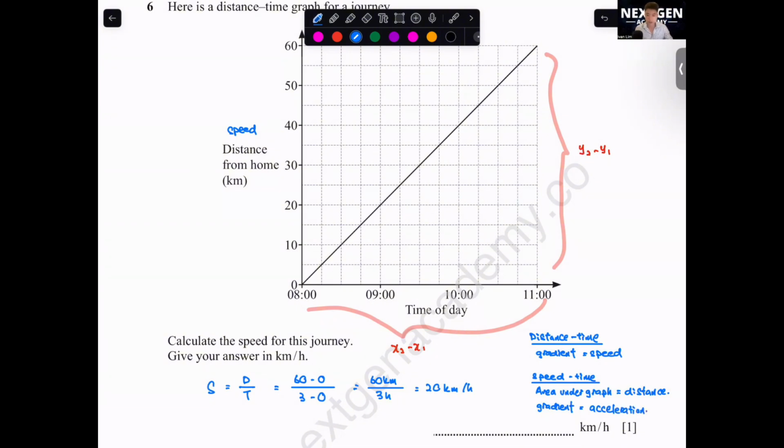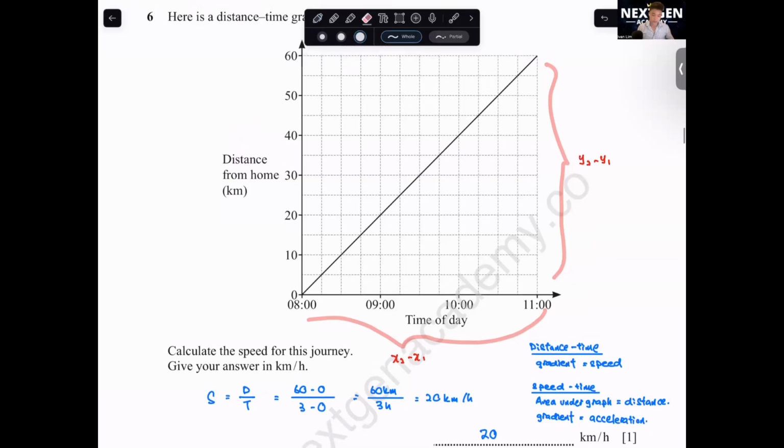Okay, acceleration. So they can change the unit here. It's not always distance-time. Sometimes they may test you on a speed-time graph also. It may look exactly the same, but you need to know what the definition is. Okay, got it?